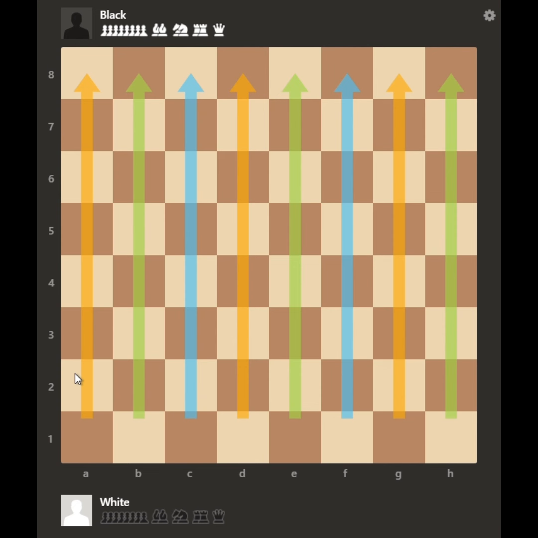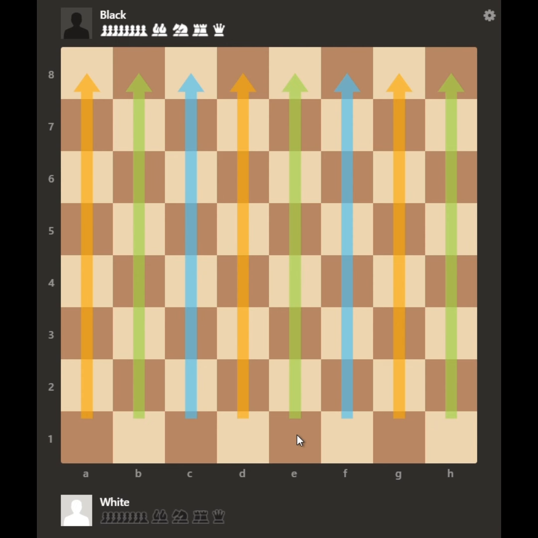There are 8 columns, each having a name. Try to recall the file names. First one is a file, second one is b file, third is c file, fourth is d file, fifth is e file, sixth is f file, seventh is g file, eighth is h file.